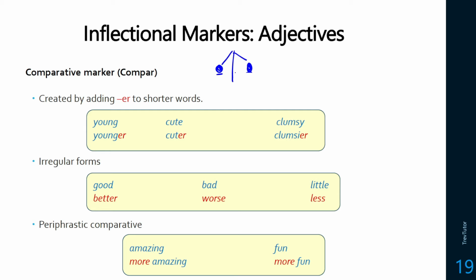Some of these have irregular forms, so good to better. It's a totally different form, but we do see the comparative on here. Bad to worse, little to less. These are examples of comparative forms. So he is worse than me, he is less than me. Sometimes you'll see it as a separate word. So instead of saying amazinger, you might say more amazing. This is a qualifier, more, and it has the comparative inflection on it.